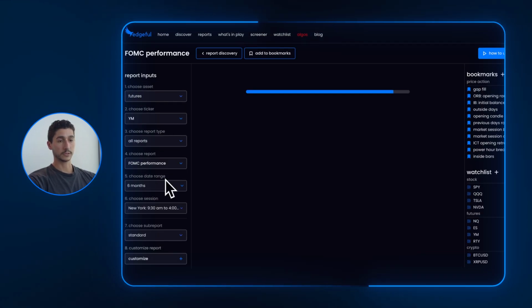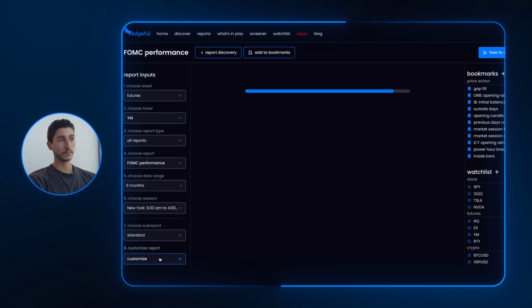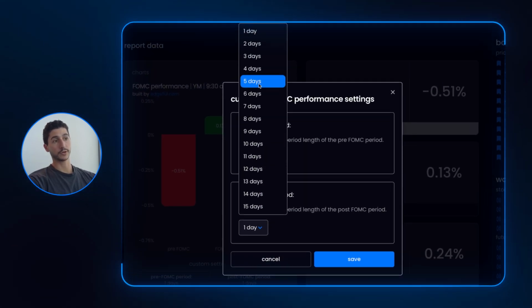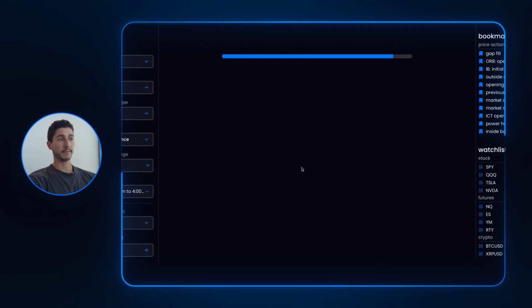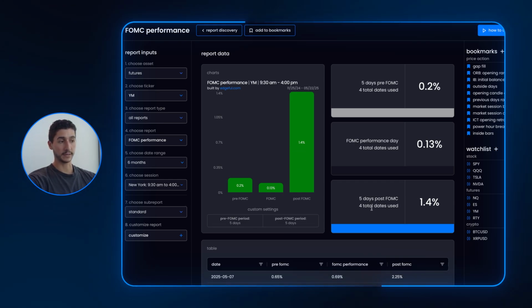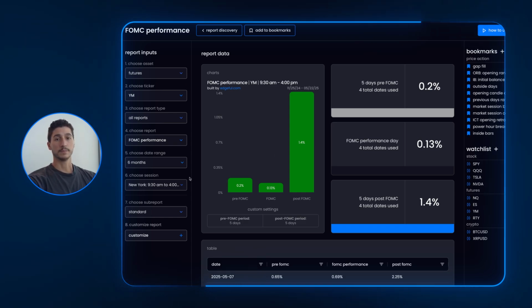Really the way to use this, and you can extend this out a few days. Let me just refresh this quickly. You can extend this out to be 5 days if you're a swing trader. And then you can see the average performance, the days leading up to, the day of, and the days after. So this is the 5 days. It's using 4 total FOMC days. And this is pretty tailored towards swing trading.